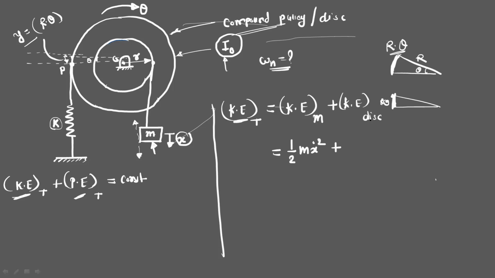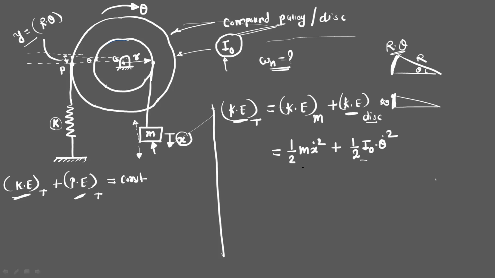Plus, now the kinetic energy for the disk: it is purely rotating. It is not rolling. If any mass or disk is rolling, we have to consider two kinetic energies, for linear motion and for rotational motion. As this disk is pivoted at this point, we only consider the rotational motion. So for rotational motion, the equation for kinetic energy is 1/2 I, and I will take this as I0, into theta dot square.